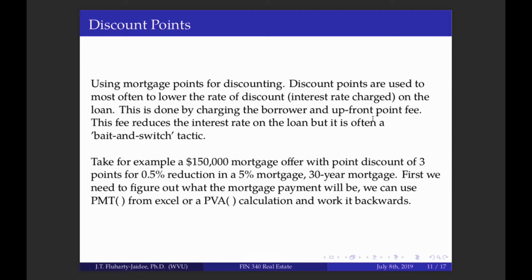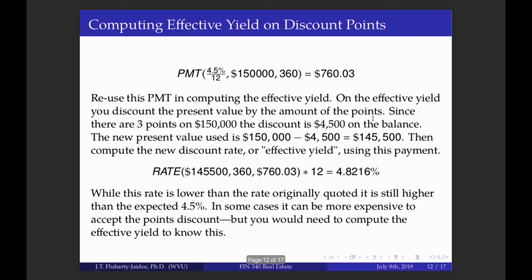So take, for example, a $150,000 mortgage offer with point discounts for 3 points, and they will lower the rate by 0.5% on a 5% mortgage that's 30 years. First we need to figure out what the payment will be on this mortgage, and then we need to figure out, working backwards, what interest rate, using that payment, we are effectively getting. So the first step here, and you should know how to do this from BCOR 340, we're simply calculating the payment on a loan.